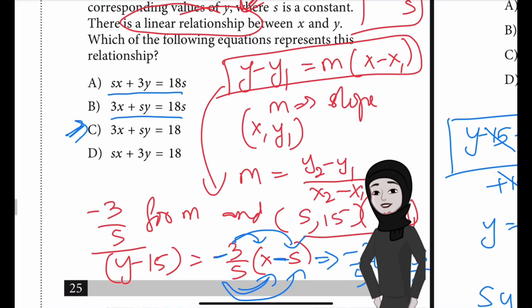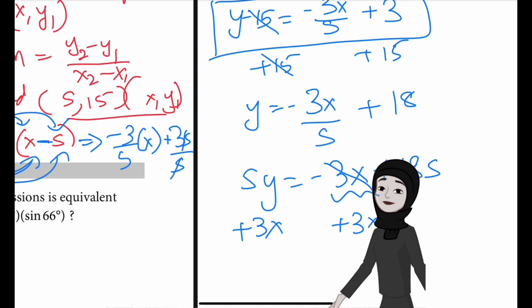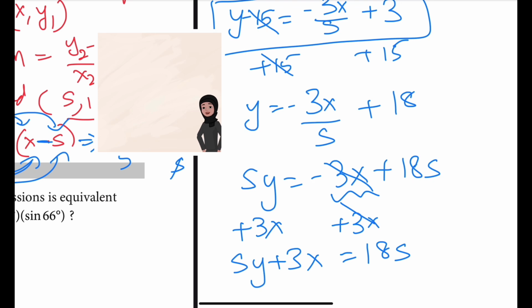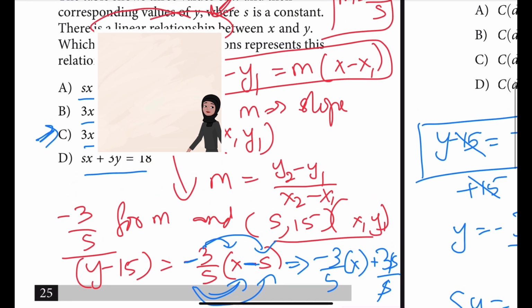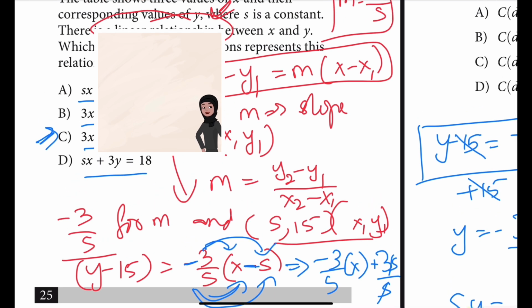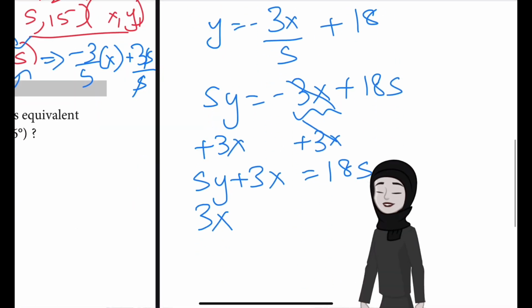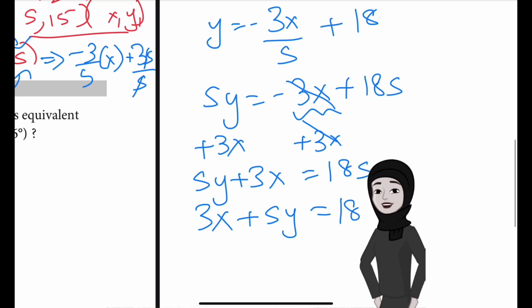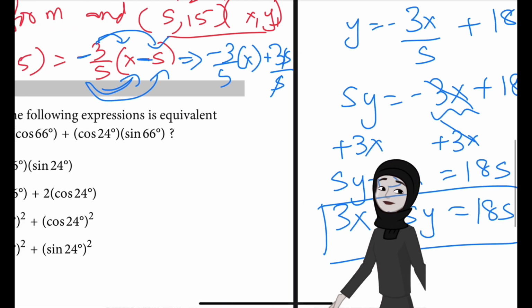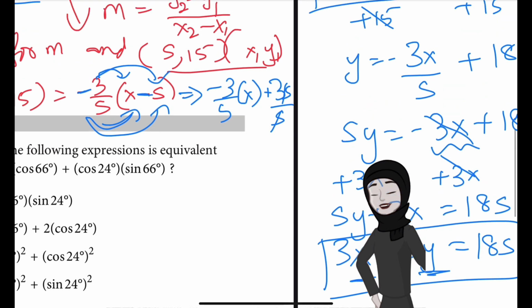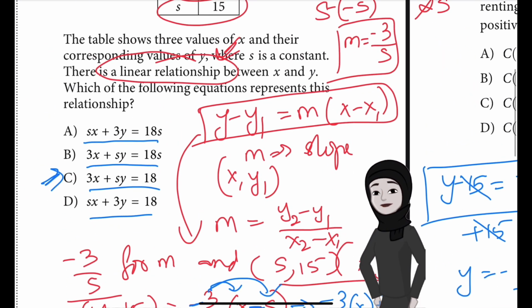After that, if you observe the answer choices, whereas what we have right now, the x term is on the right hand side. So let us add 3x to both sides. So once we do that, we will get sy plus 3x is equal to 18s. And if you match it to the answer choices, 3x plus sy is equal to 18s. So now let us compare it because we want the x term first and then the y term. And now let us compare it to the answer choices.